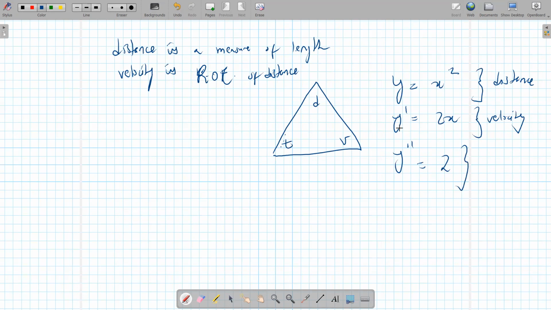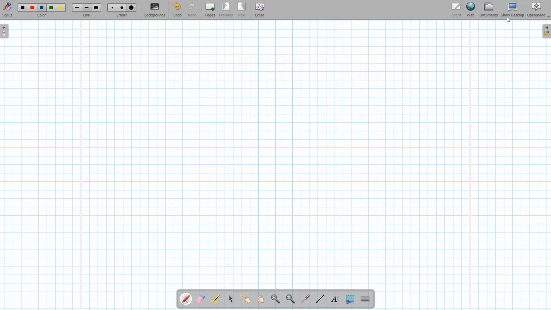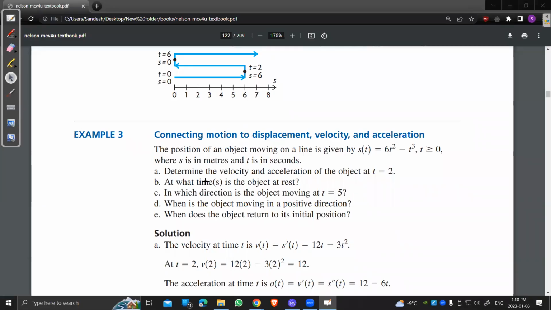So again, velocity is a rate of change of distance. This thing that we found, the second derivative, is something called acceleration. And this is the rate of change of velocity. So you have distance. If you take a derivative, it gives you velocity. If you take another derivative of this, it will give you acceleration. So they're kind of related, okay? One is the rate of change of the previous one.